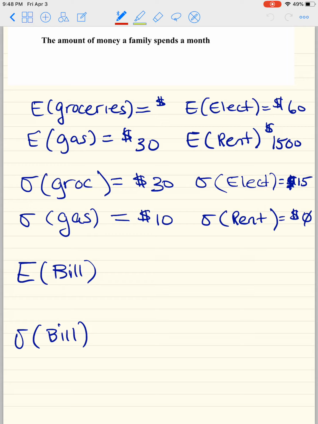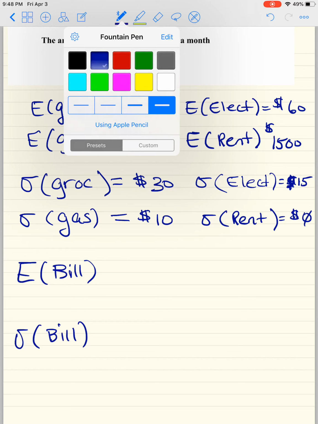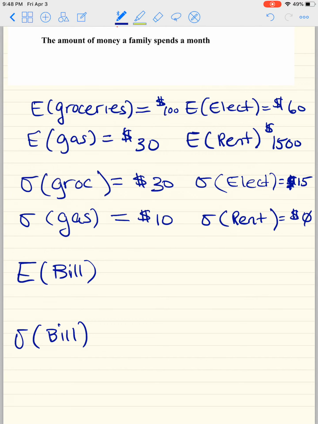For example, the amount of money a family spends a month on certain, let's say, utilities and rent and groceries and so on. I wanted to actually put groceries to be $100 here, pardon. So we say that a family spends on average a month $100 on groceries and $30 on gas and $60 on electricity and $1,500 on rent.